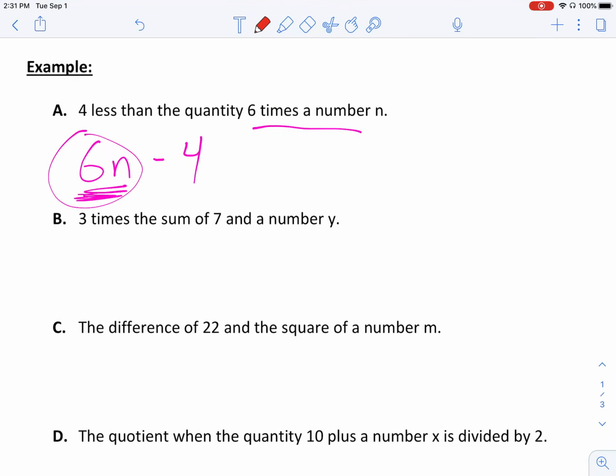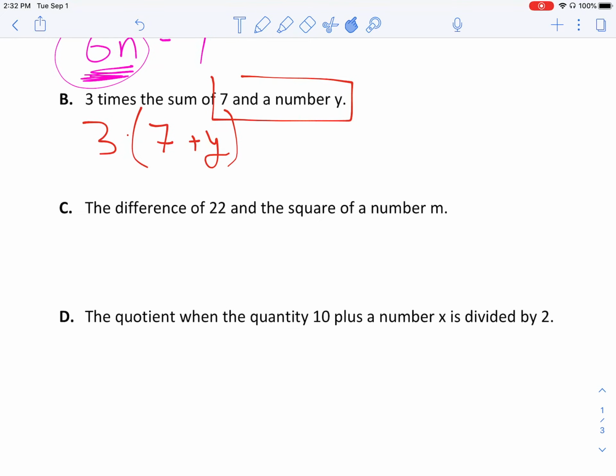For B, it says 3 times the sum of 7 and a number y. So I want 3 times, but I want to do this kind of individually. And sum is a clue for the addition operation. So I want to do 7 plus y inside my parentheses. Once I calculate that, I want to multiply it by 3. Okay. C, I think, is the toughest of the 4.